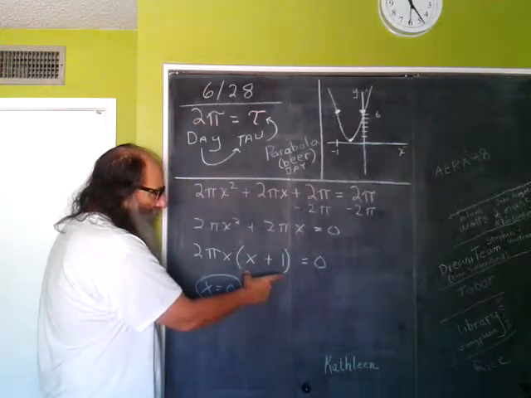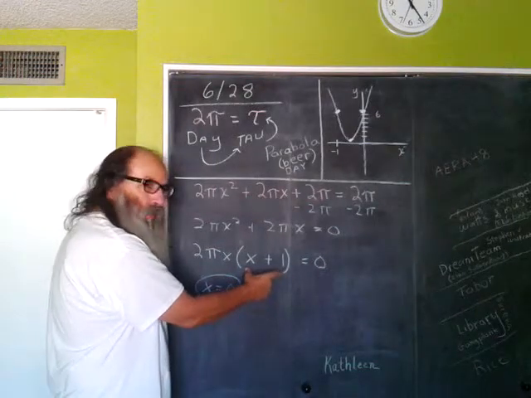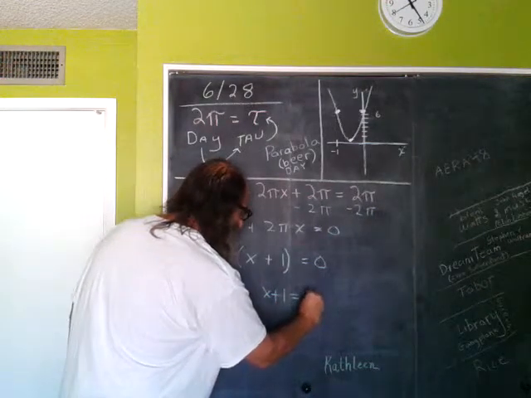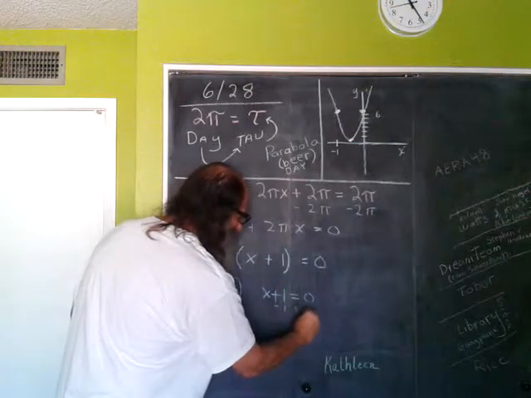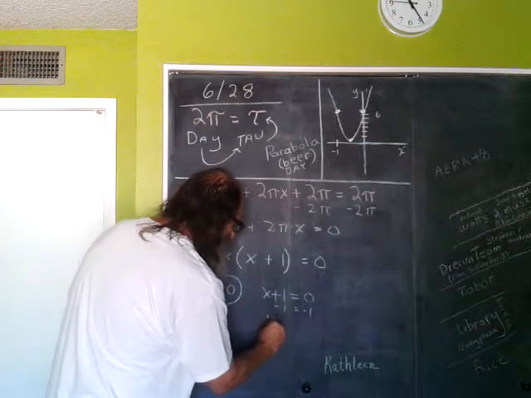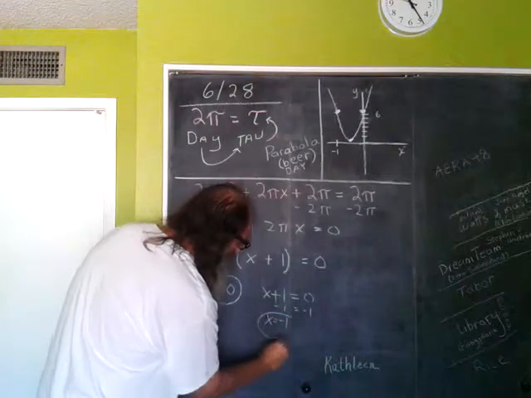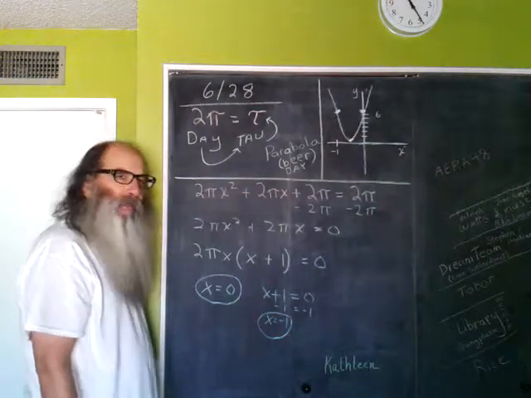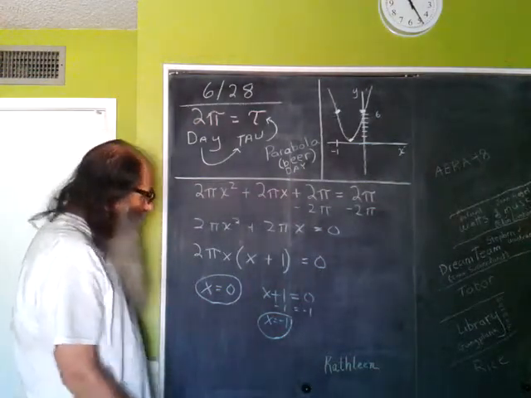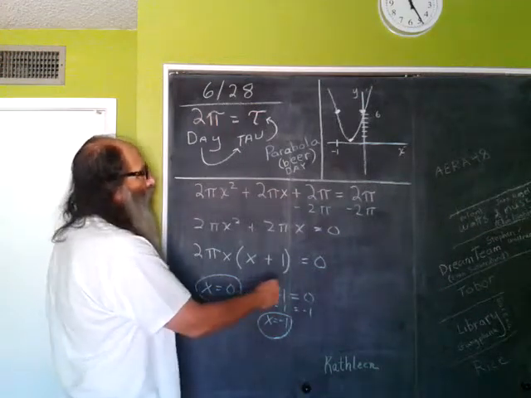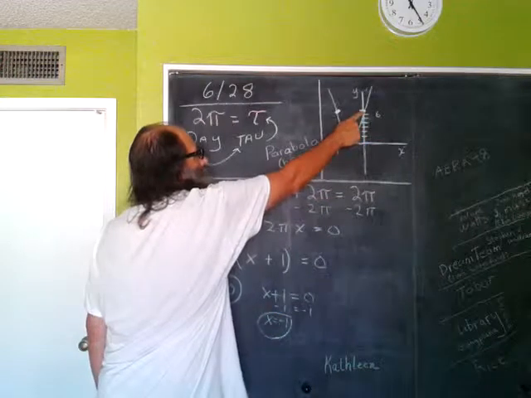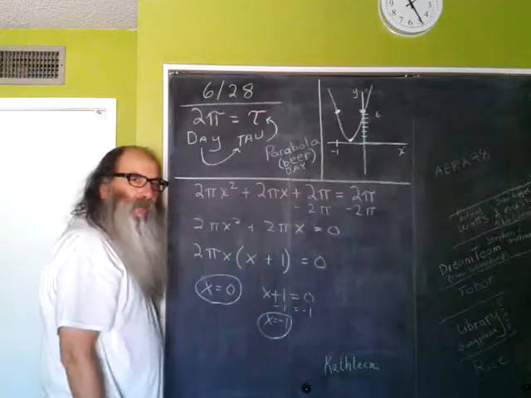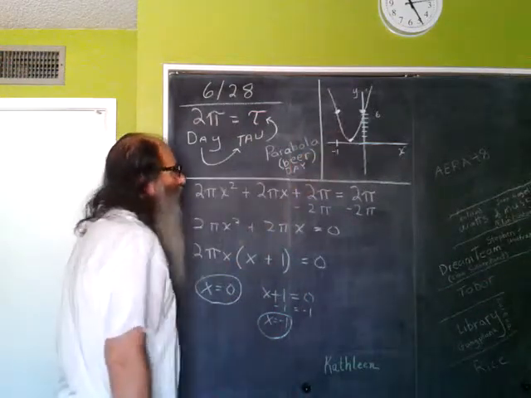This quantity, however, if it ends up equaling 0, then we will have another solution. So we need to set x plus 1 equal to 0 and solve for x. So I'll subtract 1 from both sides. x equals -1. So for this quadratic equation that was created on 2 Pi Day 2013, there's two real solutions, x equals 0 and x equals -1. And when you graph this equation, you end up with a parabola that looks like that.